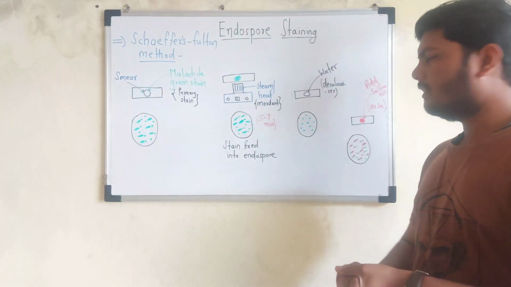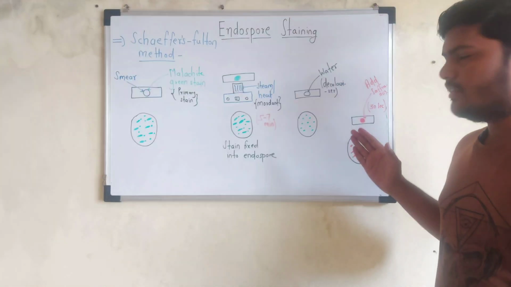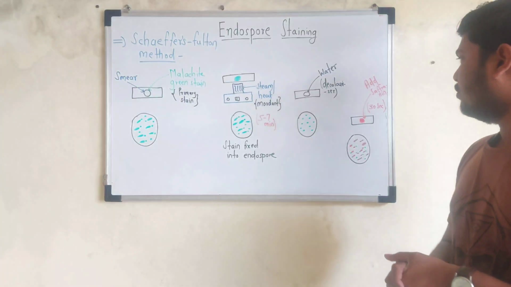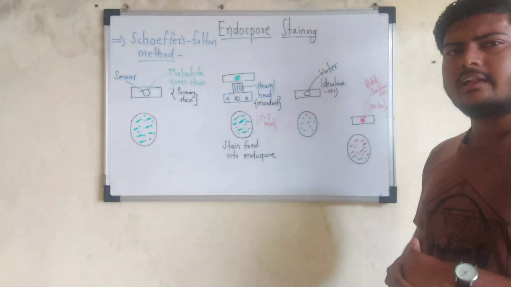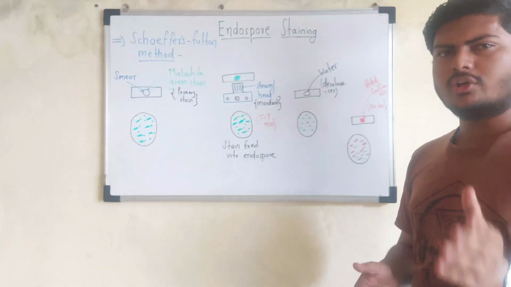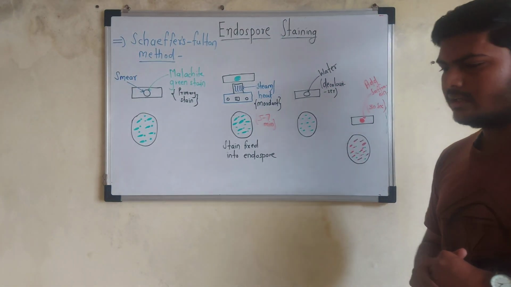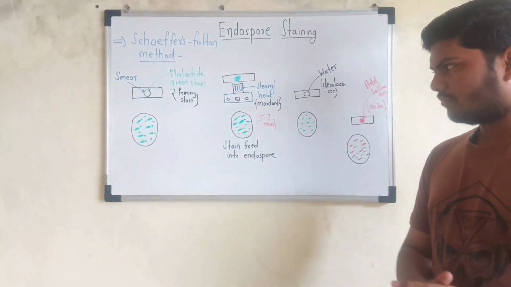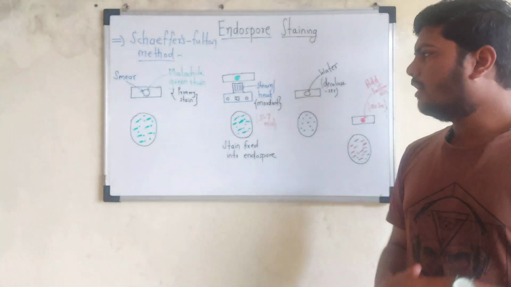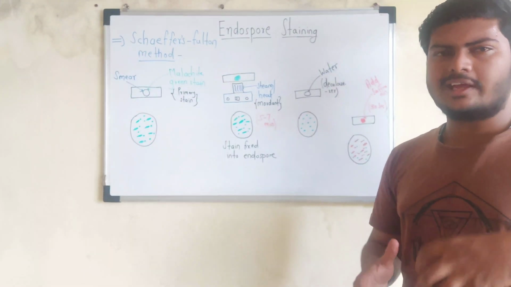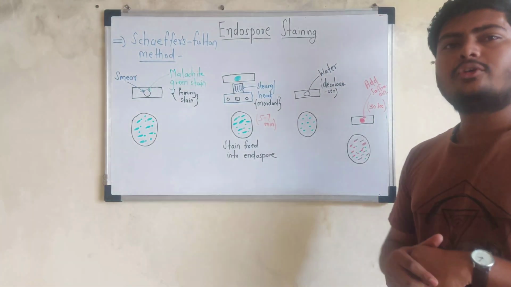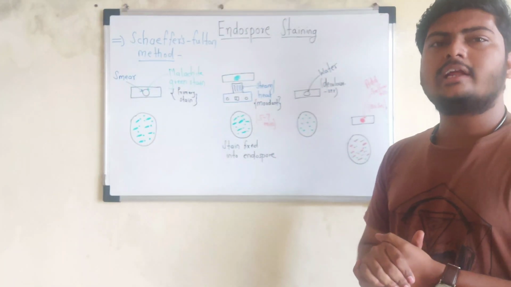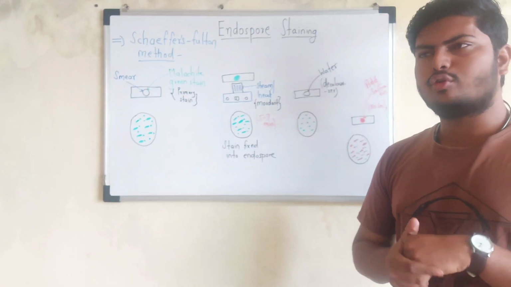After that, the last step is we add another stain, which is a counter stain, in this case safranin, which is a red color stain. We will add this for 30 seconds, and then we will again wash this slide. Now this counter stain will stain the vegetative bacterial cell. So in this method, our endospores are stained green, and the vegetative bacterial cell is stained red or pink. Now our slide is ready to watch under the microscope.